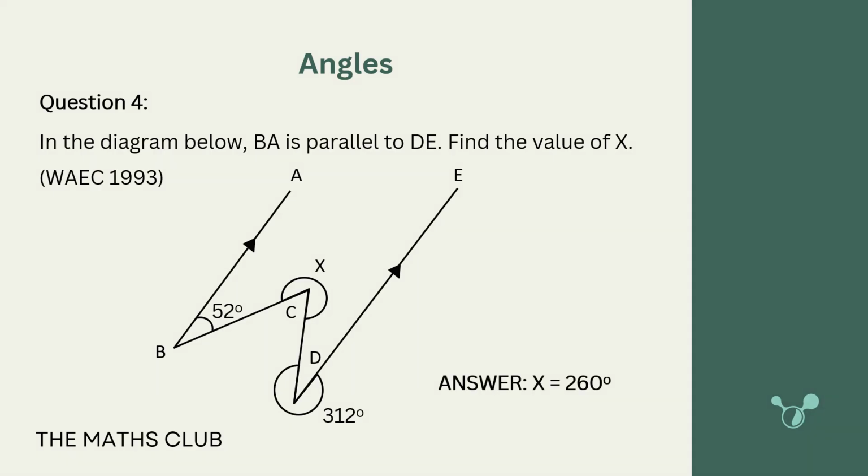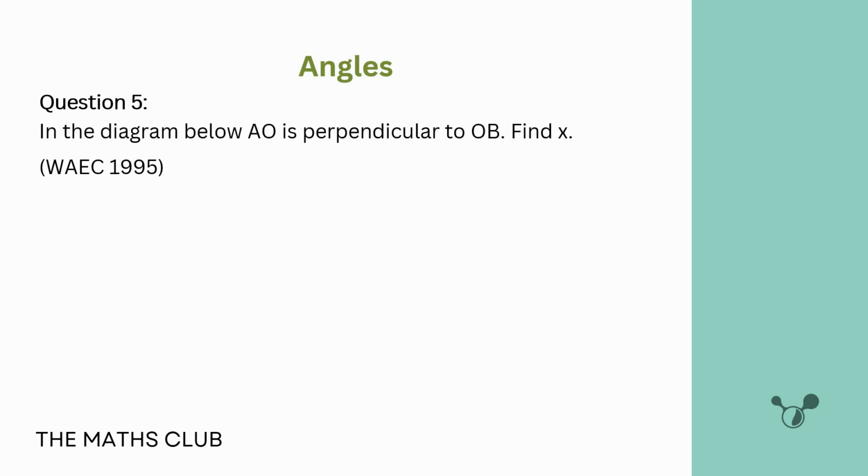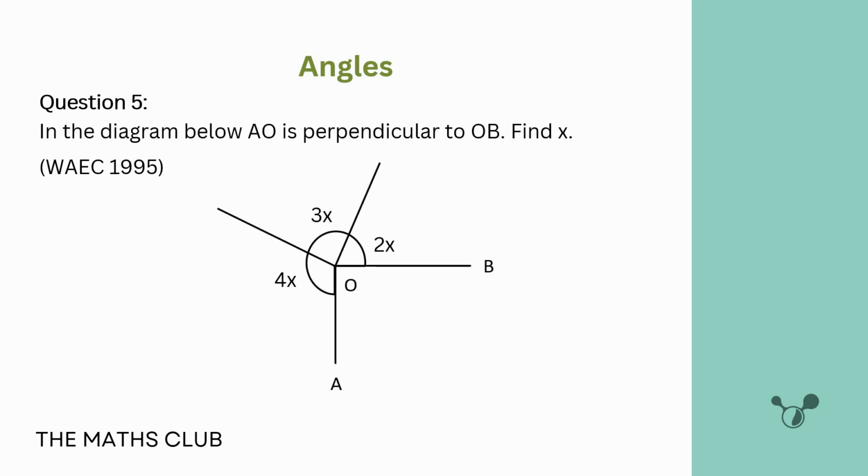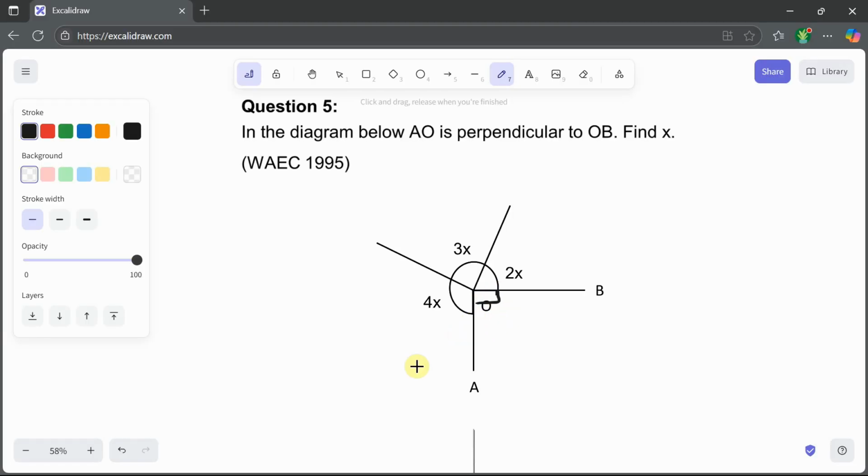Great. Question 5 says that in the diagram below, AO is perpendicular to OB. Find x. So AO is perpendicular to OB, so this is basically 90 degrees. When you say perpendicular, you know that is 90 degrees. So if this place is 90 degrees, we know that 4x plus 3x plus 2x plus 90 degrees will give me what? 360 degrees, because angle at a point is 360 degrees.